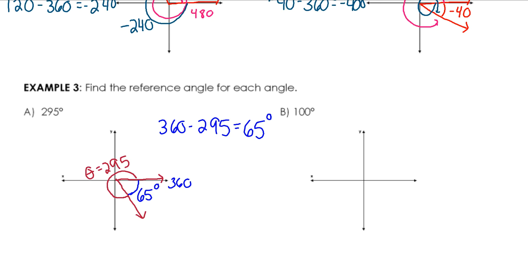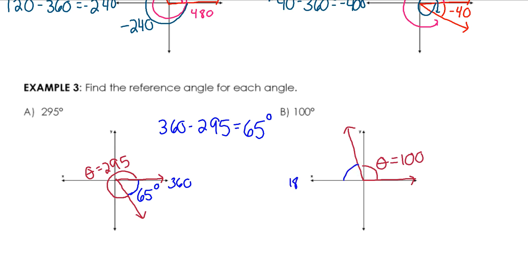To look at another one, we're going to look at 100 degrees. So that one starts on that initial side and goes just past the 90 degrees right here. So there's my theta of 100 degrees. And now I need to find the distance between that and the nearest x-axis. So the nearest x-axis is coming over here.